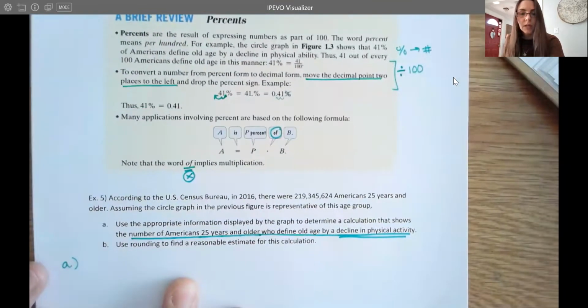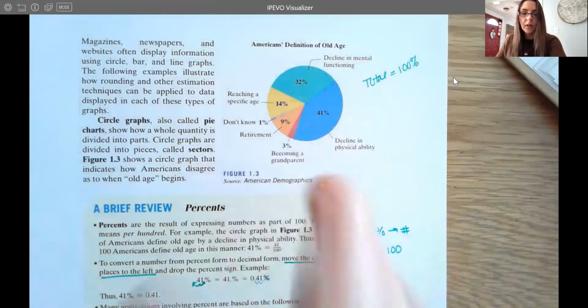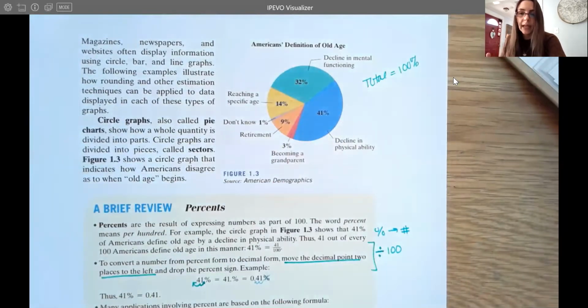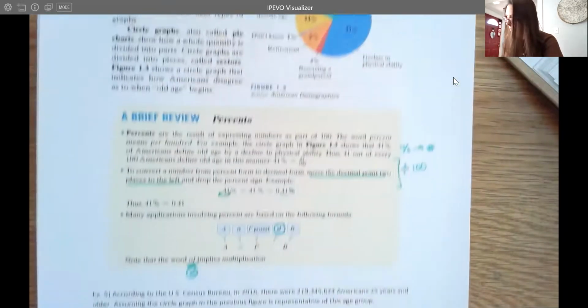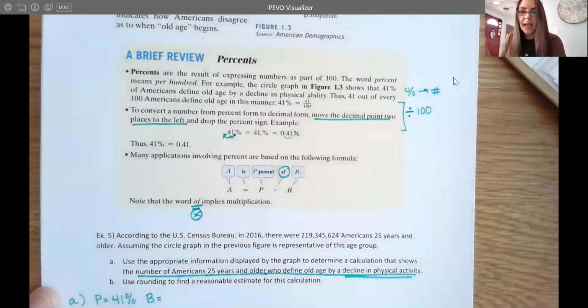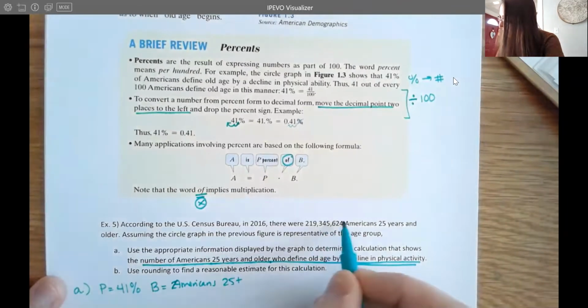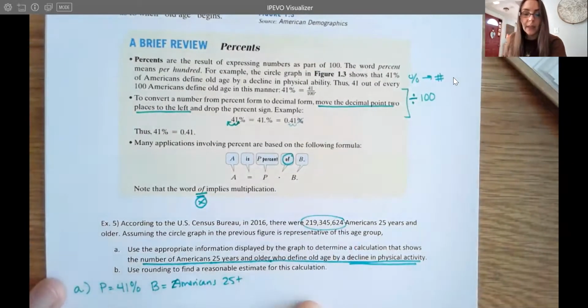Okay. So we saw up here that 41% believe that really represents old age, that decline in physical activity. So our percent here is that 41%. Now our base here is who it represents. So that 41% are these Americans 25 plus, right? And there are this many. So there are 219 million of them.